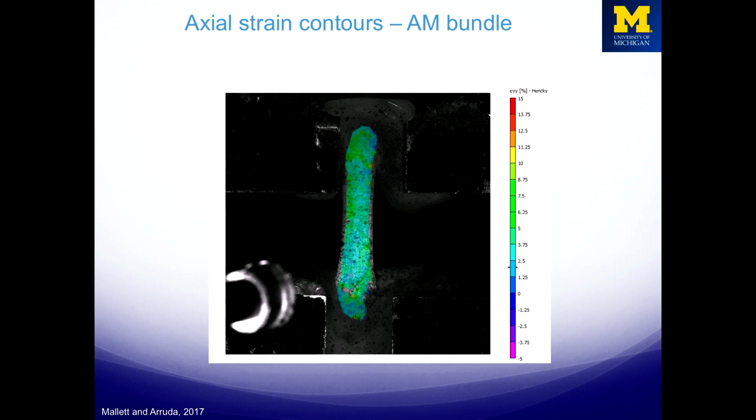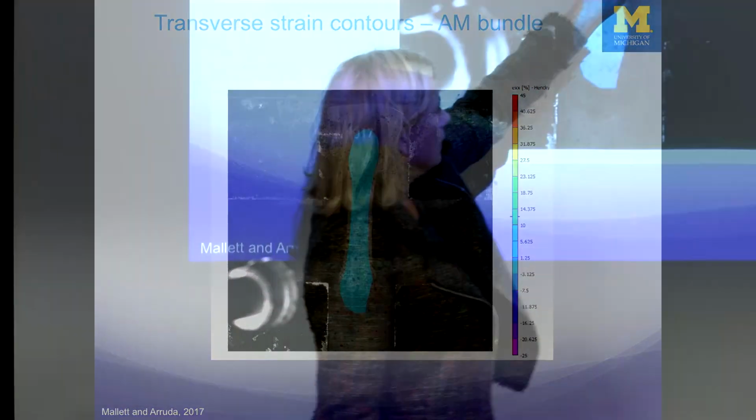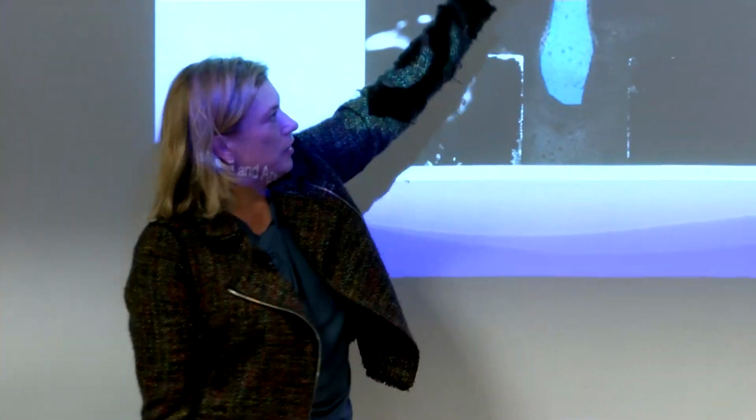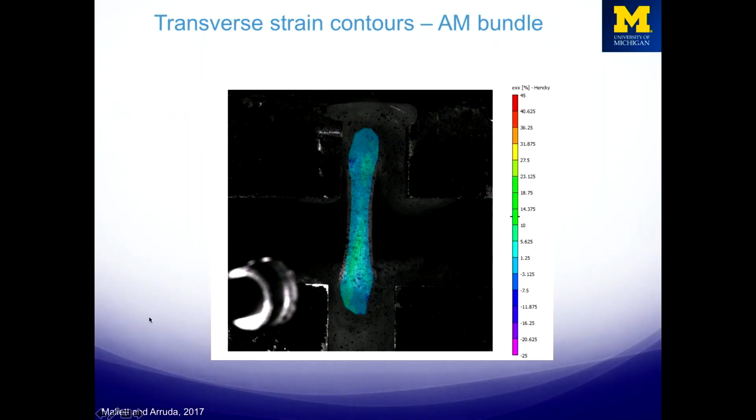But this also gives you the transverse strain fields as well, okay? So I'm going to do this same experiment. Now we're looking at the strain fields in this direction. And now unloaded is this color, right? And positive strains are yellow, red, and green. And so we do the experiment. We're pulling on it this way.